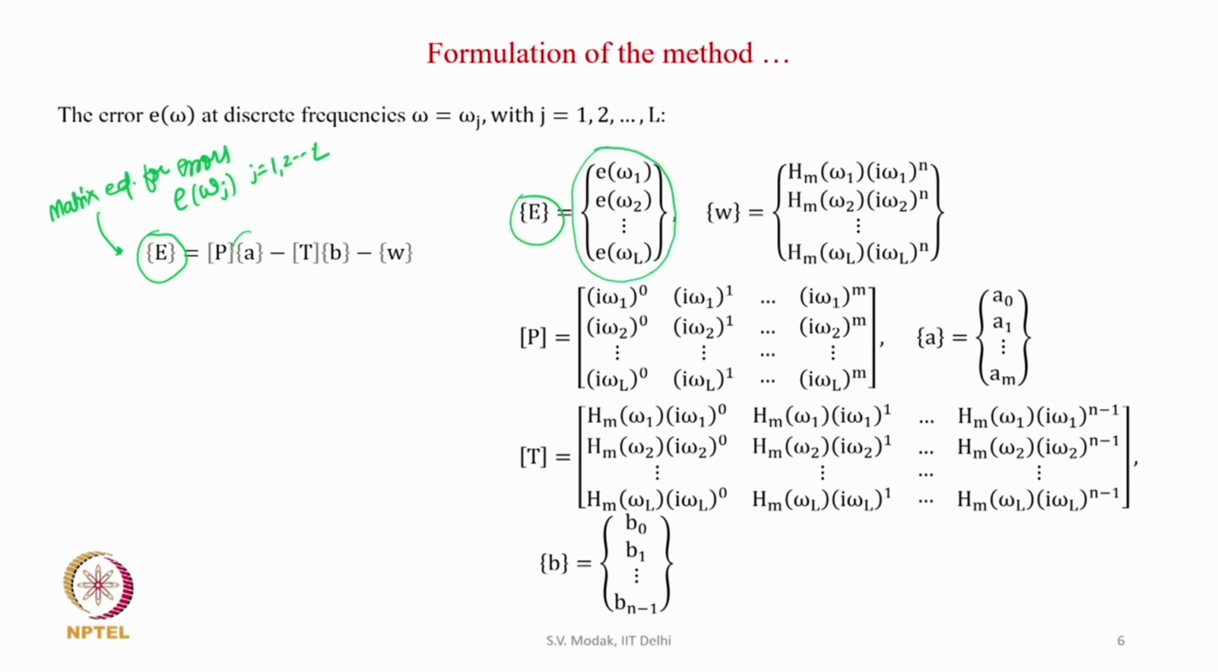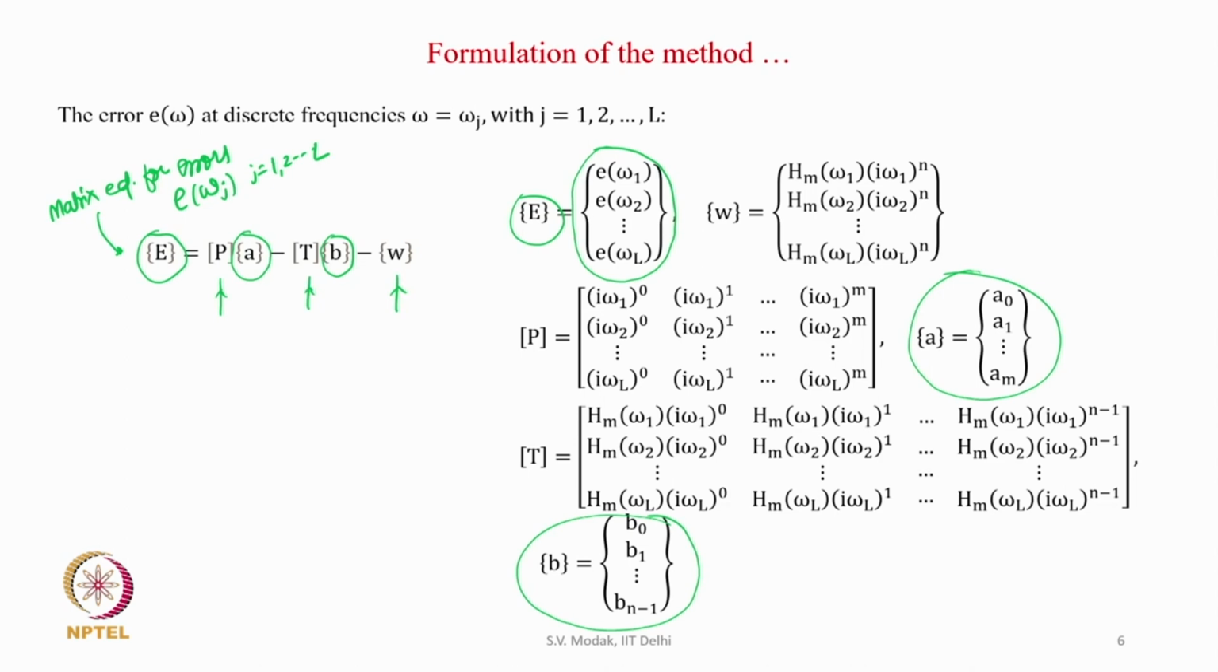Then vector A is the vector of coefficients of the numerator polynomial. Similarly, the vector B is the vector of coefficients of the denominator polynomial. And then the P, T and W: P and T are coefficient matrices and W is a vector.